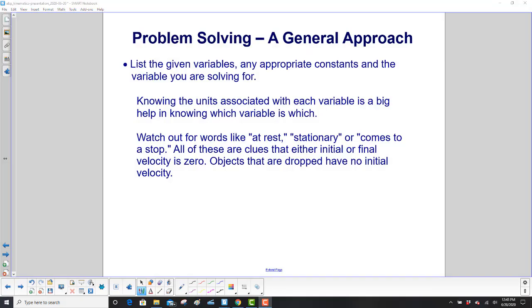List the given variables, any appropriate constants, and the variable you're looking for. Knowing the units that go with each variable is a big help in knowing which variable is which, right? Because if you have meters per second, you know that's speed or velocity.